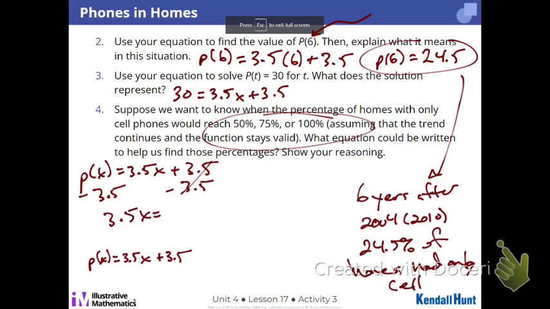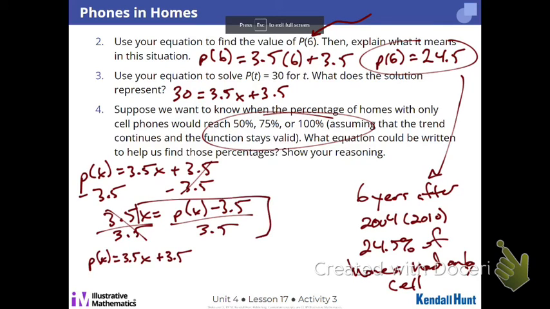So to get x alone, I would subtract 3.5 from both sides. So 3.5x equals P of x minus 3.5. And then how do I undo times 3.5? Divide. So here's my function: x equals P of x minus 3.5, over 3.5. So just like here, you'd subtract 3.5, divide by 3.5. The inverse function just has that ready to go.